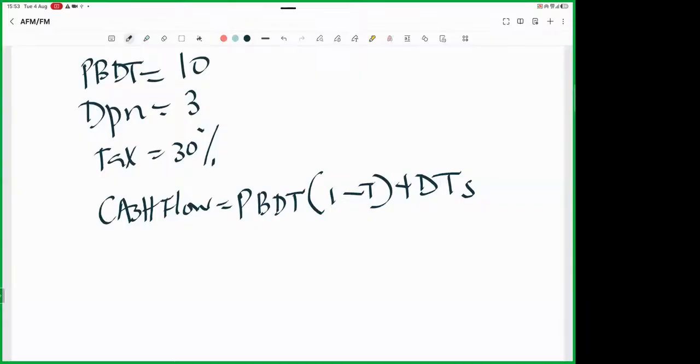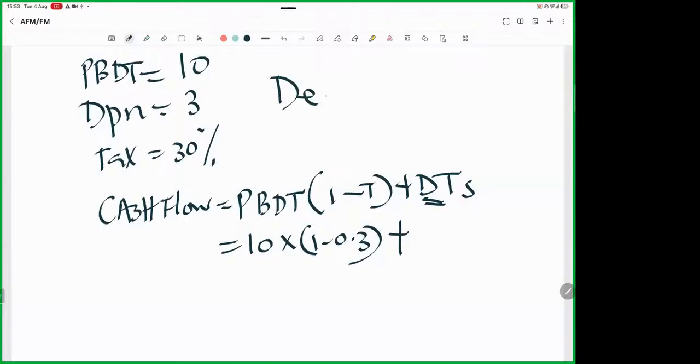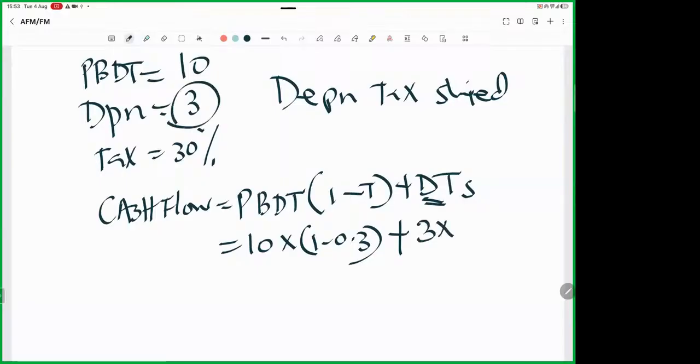So our PBT is 10, multiplied by 1 minus tax, that is 1 minus 0.3, plus the depreciation tax shield. The depreciation itself is 3, times the rate of tax, which is 30%. So Lizzie is giving me a figure of 7 point what here, somebody?